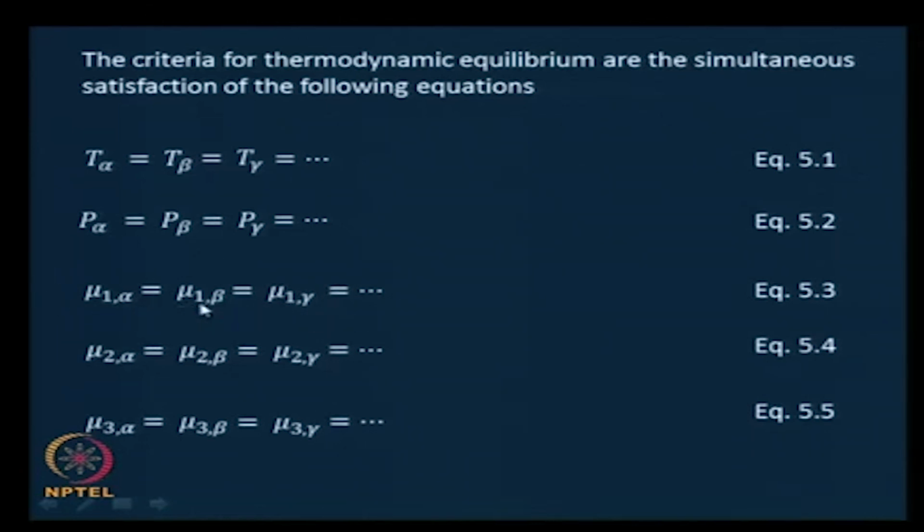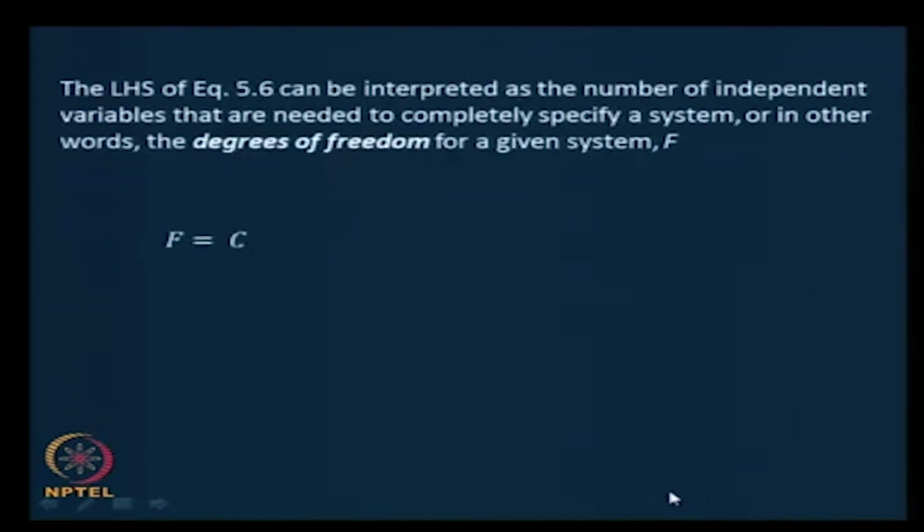Mu1 alpha equals mu1 beta equals mu1 gamma, mu2 alpha equals mu2 beta equals mu2 gamma, and so on. The degrees of freedom, the number of variables required to specify the state of the system, can be obtained from the phase rule: F equals C minus pi plus 2.